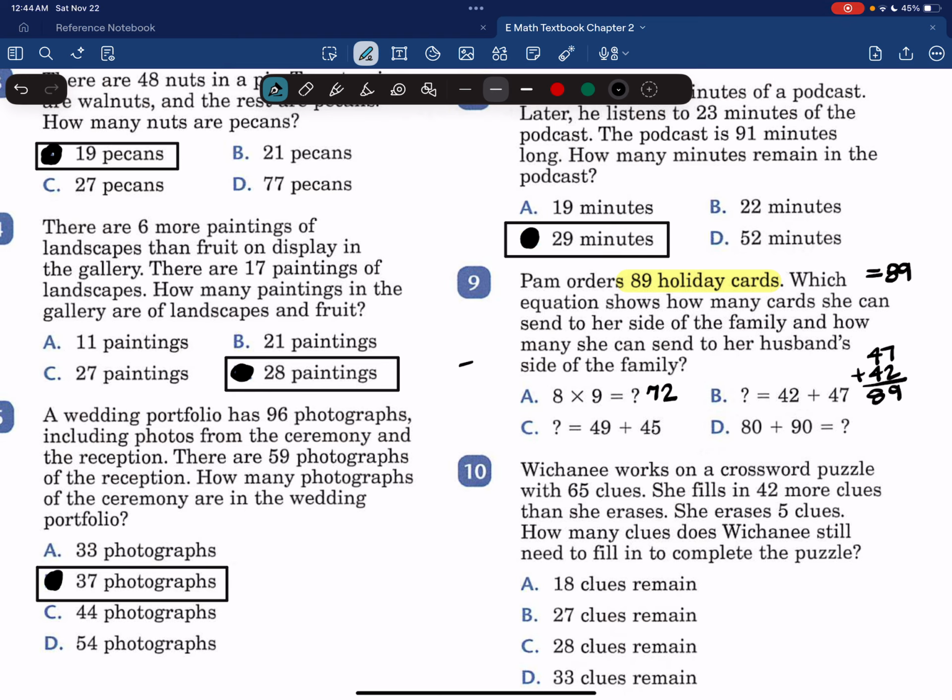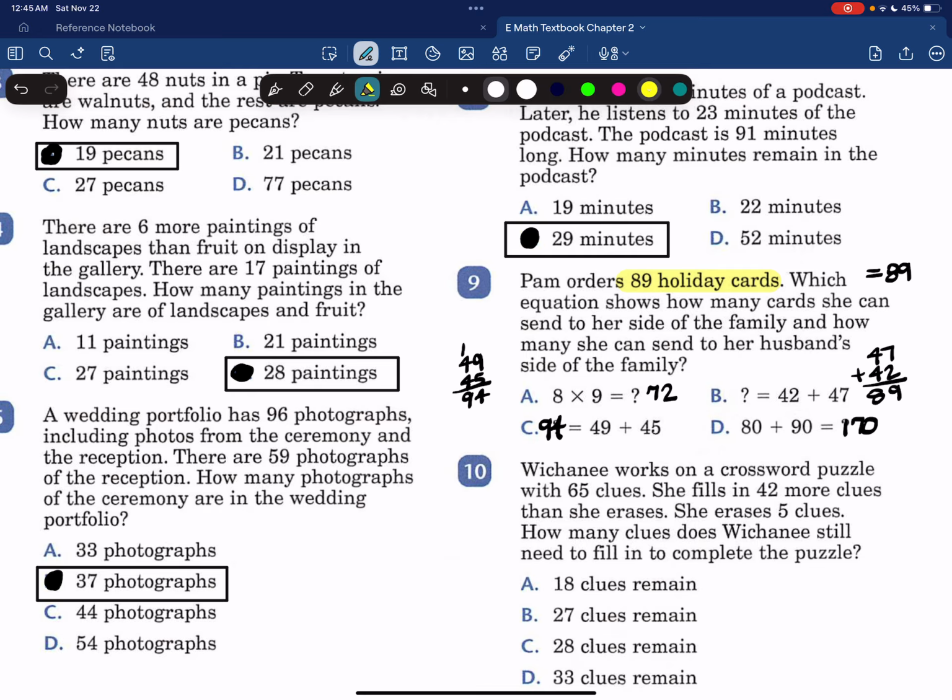C is 49 plus 45. That's 94, so that's not it. That would be a 94. And then 80 plus 90, we can just add the tens together to get 17 tens. So the one that fits is B as in Bravo.